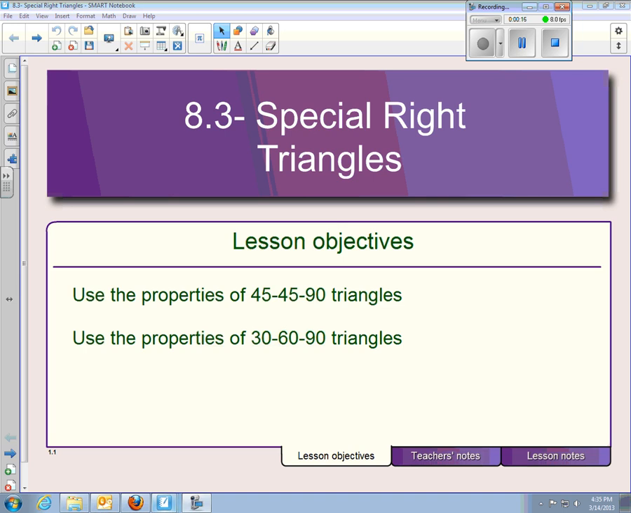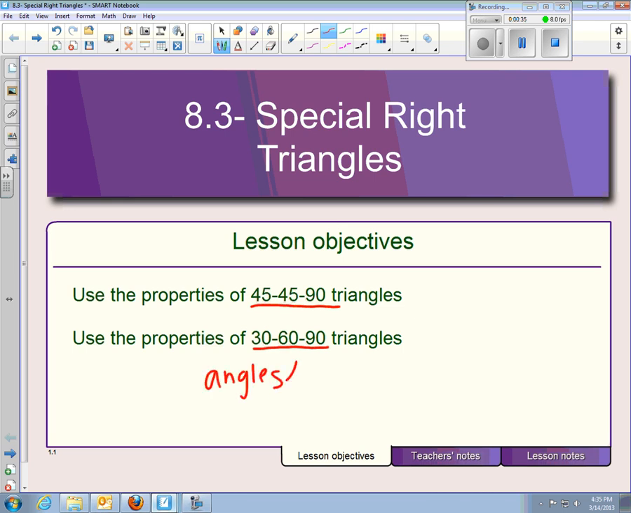Our objectives today: at the end of this video, you should be able to use the properties of 45, 45, 90 triangles and use the properties of 30, 60, 90 triangles. So ask yourself, what do you think the 45, 45, 90 and the 30, 60, 90 represent? Yep, that's right. These are angles. When we have triangles with those angle measurements, we are able to use these special rules we're going to get today.